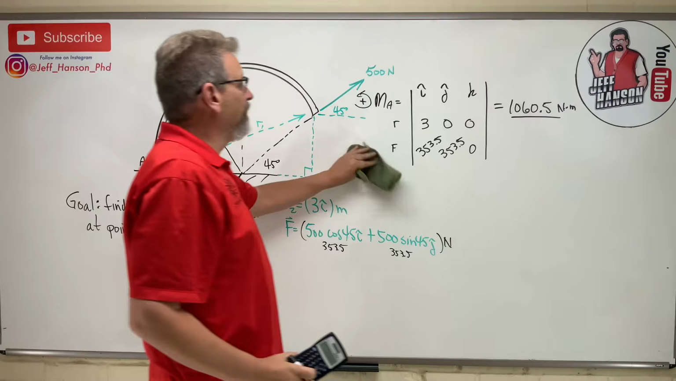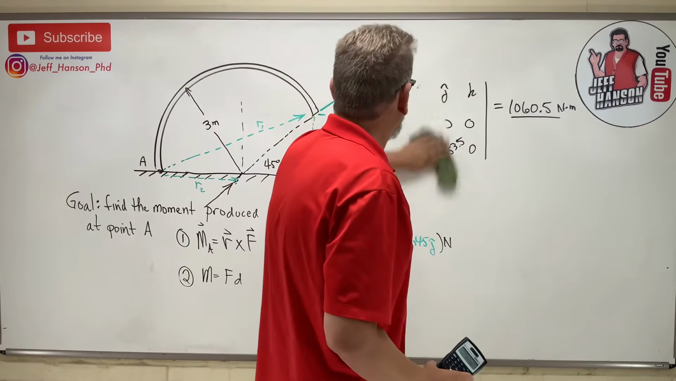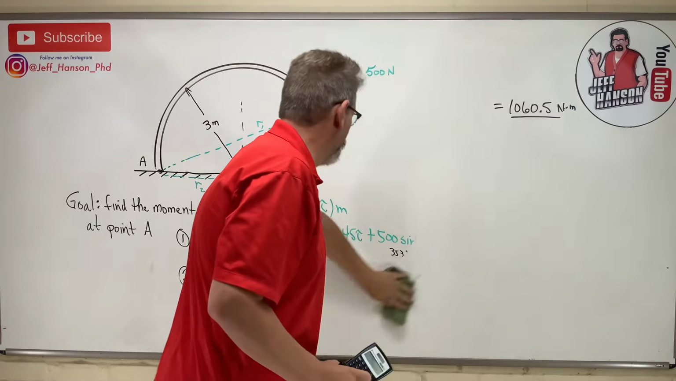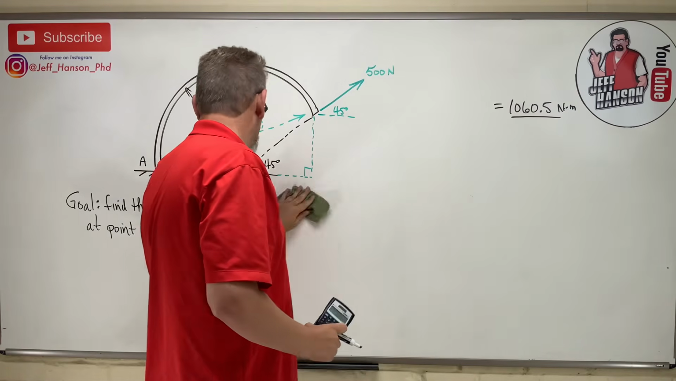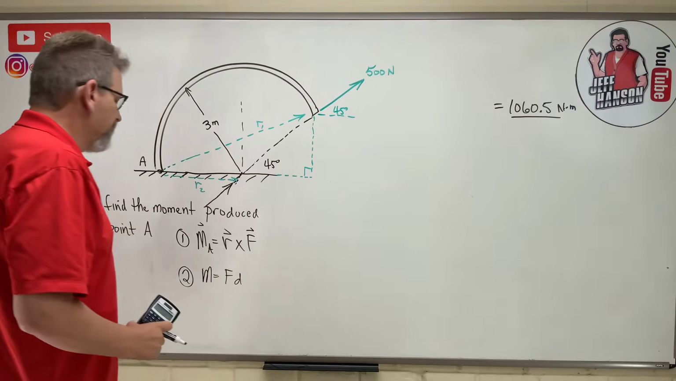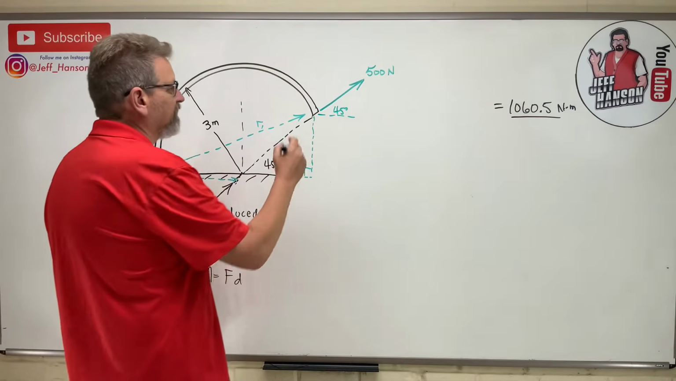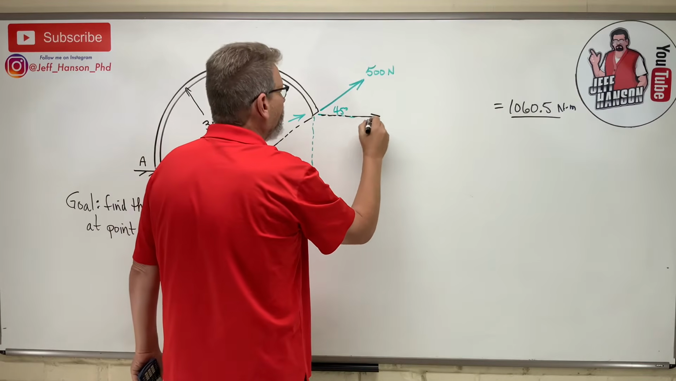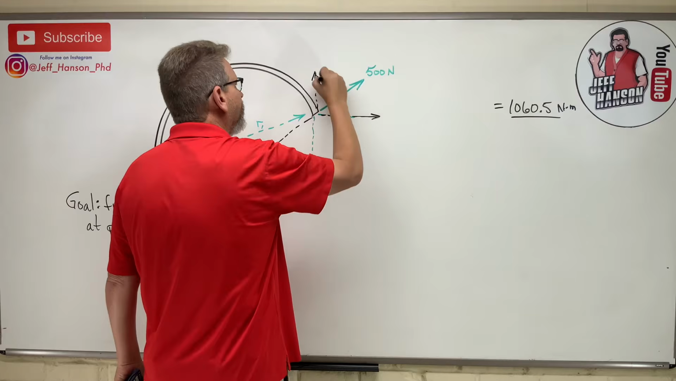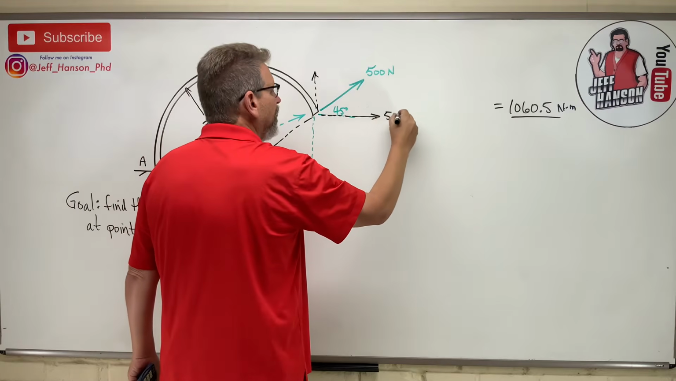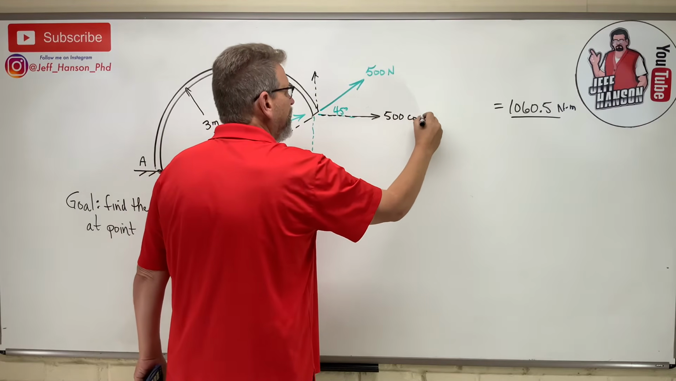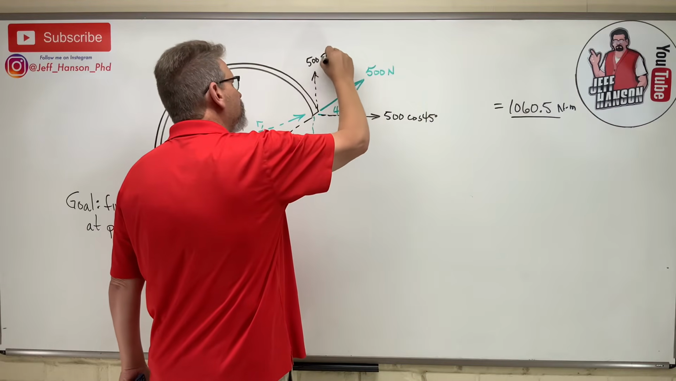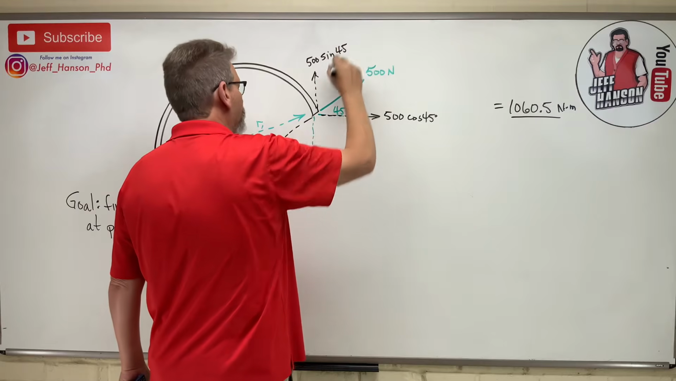Now, the only difference for method 2, I'm not going to use this matrix, so I'm going to get rid of that. And I don't need all this equation that I had down here. So method 2 is just force times distance, but what I do need to do is take that guy and break him into 2 components. So he's got one here, and he's got one here. This guy is 500 cos 45, and this is 500 sine 45.